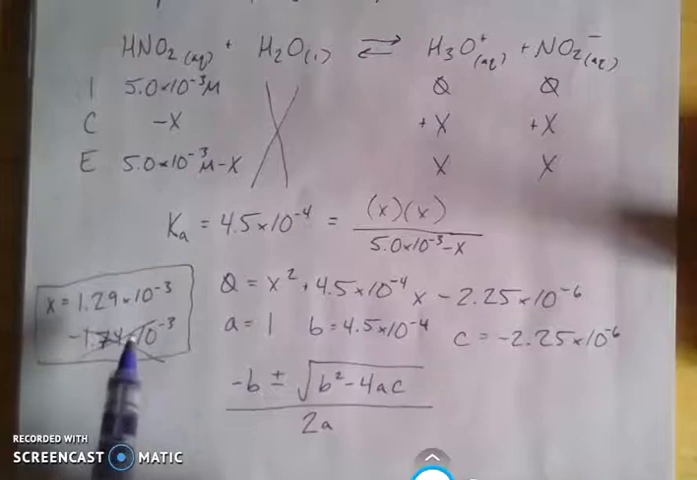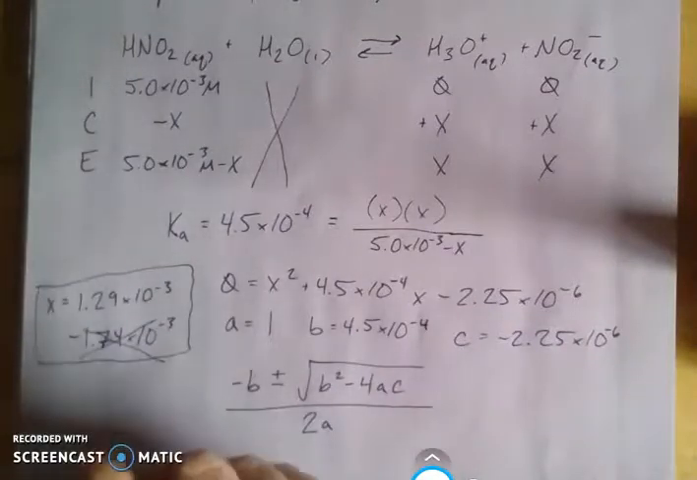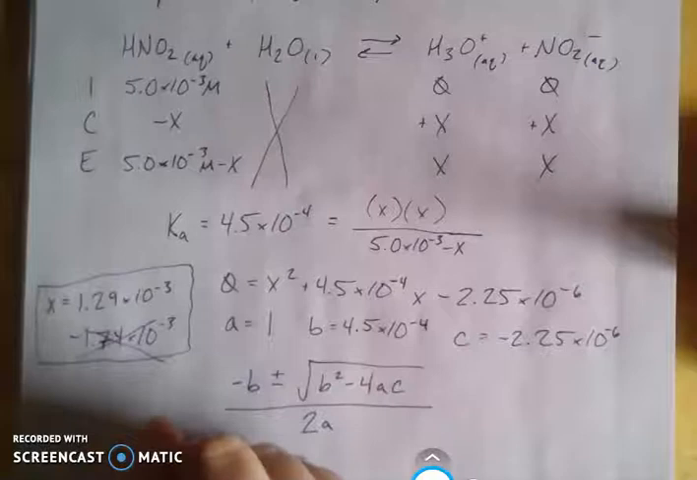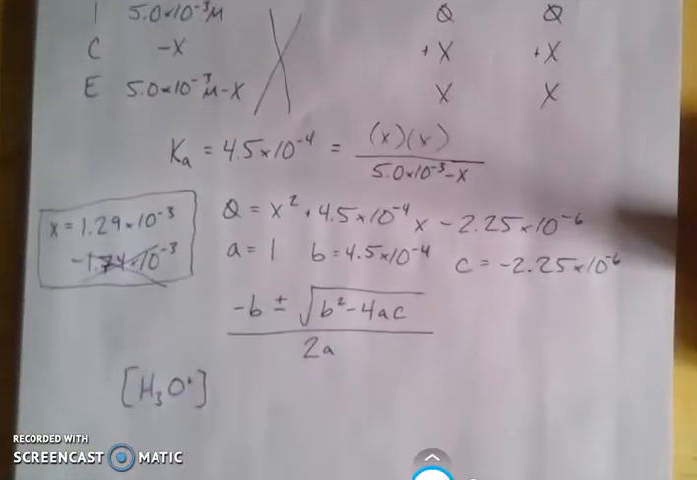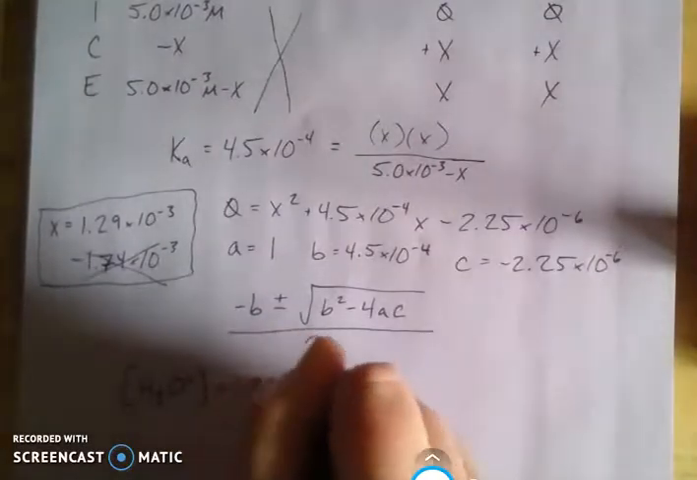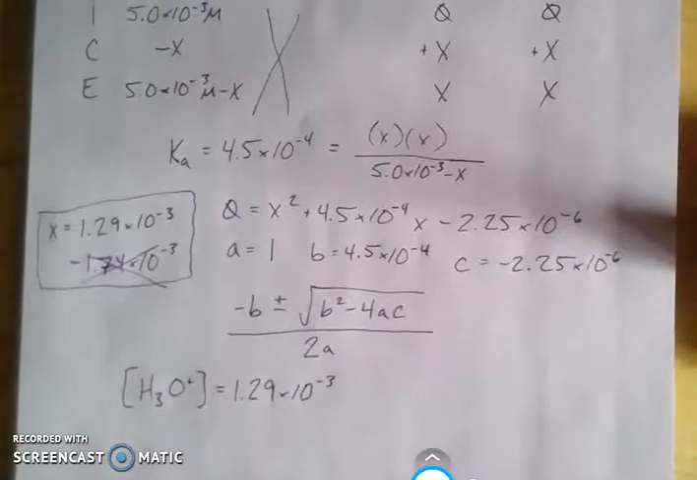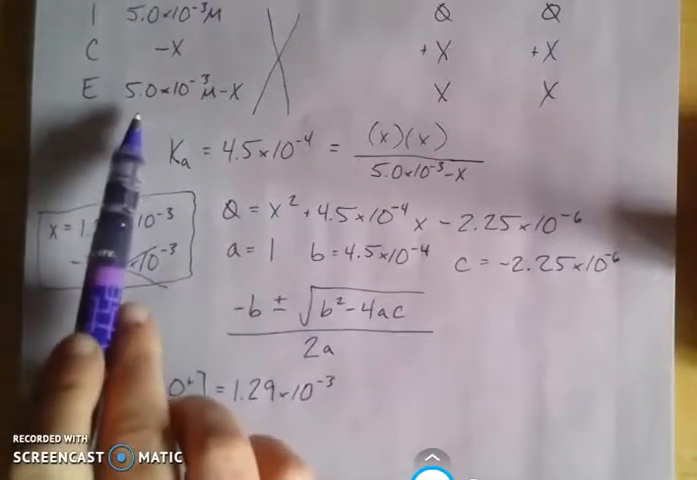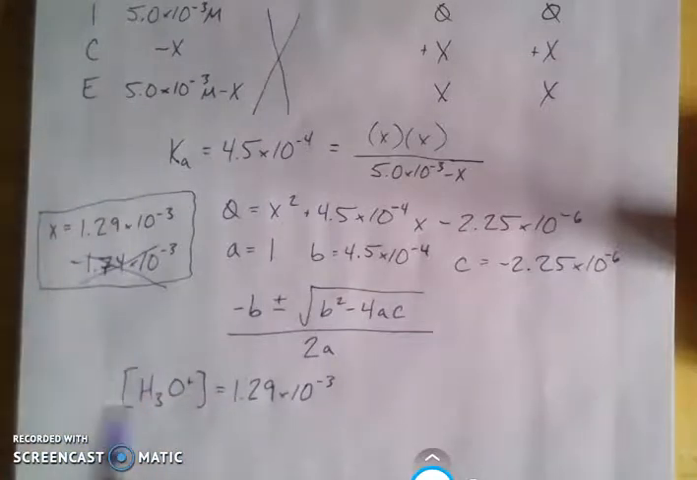And now that gives me my equilibrium concentration of hydronium. So my H3O plus at equilibrium is equal to 1.29 times 10 to the negative third. And again, I've been keeping extra sig figs along the way. We know that we're going to be limited to 2 at the end. So I'm just kind of keeping significant figures as I go, and then we'll round at the end per usual.